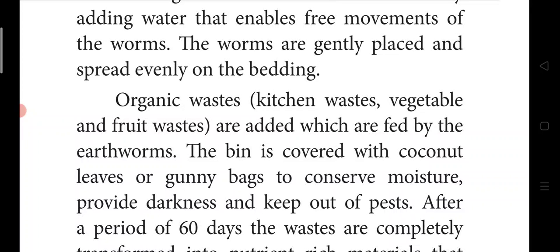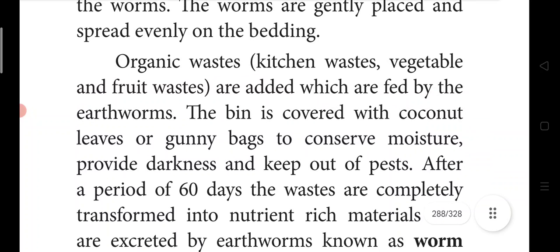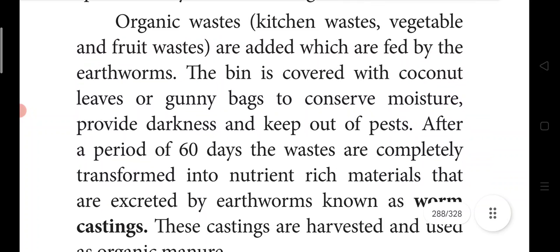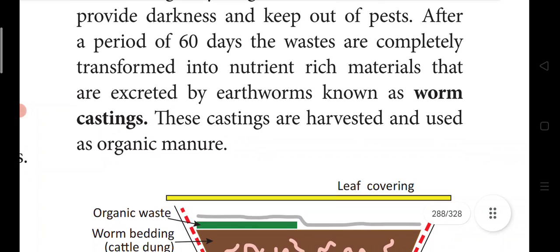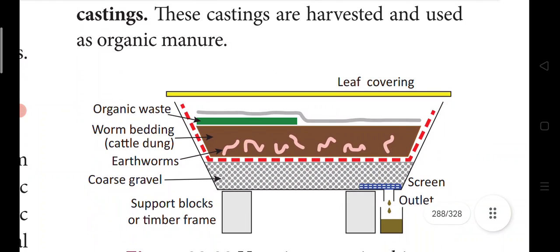Organic waste, mother's kitchen waste, vegetable and fruit waste can be added to be fed to the earthworms. The bin is covered with coconut leaves or gunny bags to conserve moisture, provide darkness and keep out pests. So after putting all the worms, we have to feed the organic waste to the earthworms. After a period of 60 days, the wastes are completely transformed into a nutrient-rich material excreted by earthworms, known as worm castings. After 60 days, it will have converted into a good organic manure.